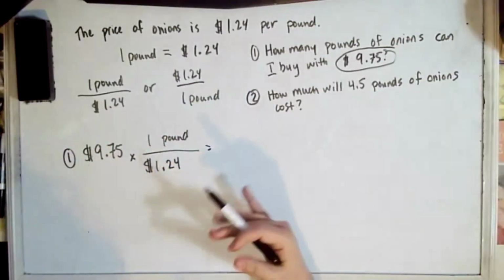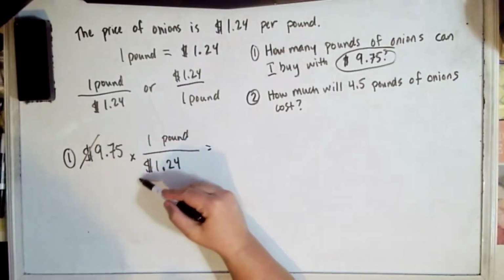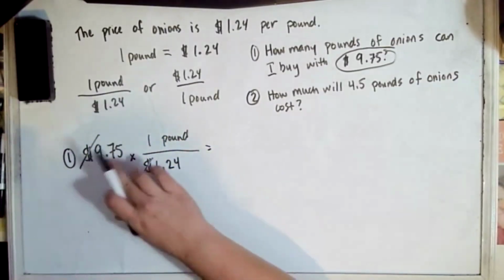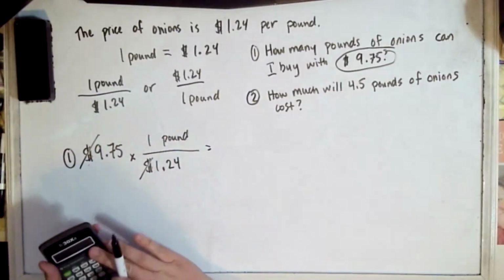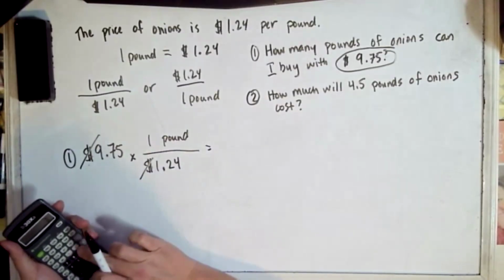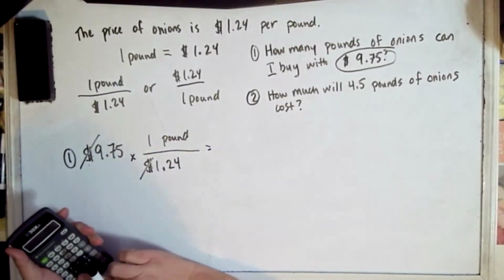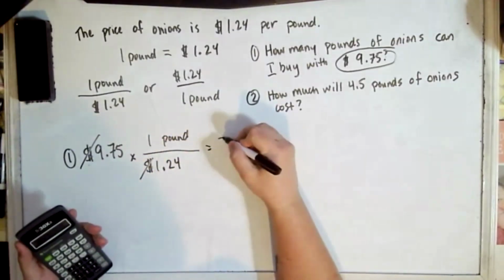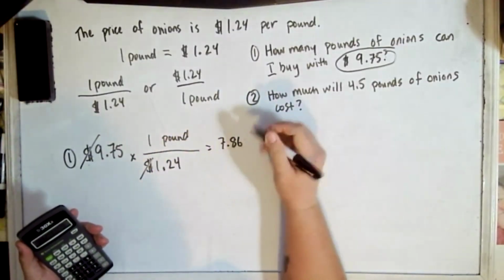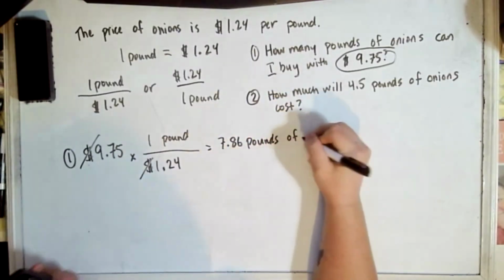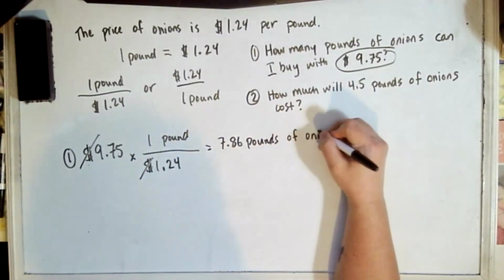And that's going to be the first version that we wrote down there. And if you want to think about it like algebra, then you can think like the dollar signs will cancel out because we have two units that are the same divided by each other, so they'll equal 1. And we'll end up taking 9.75 and dividing it by 1.24. And so we can buy 7.86 pounds of onions with our $9.75.